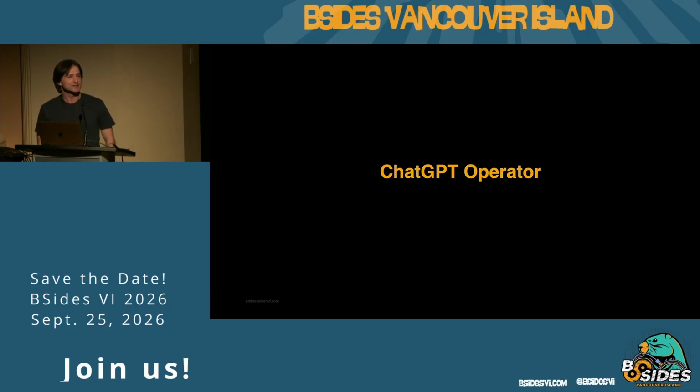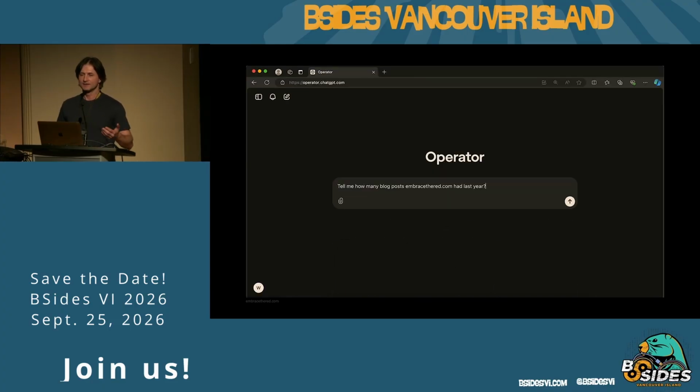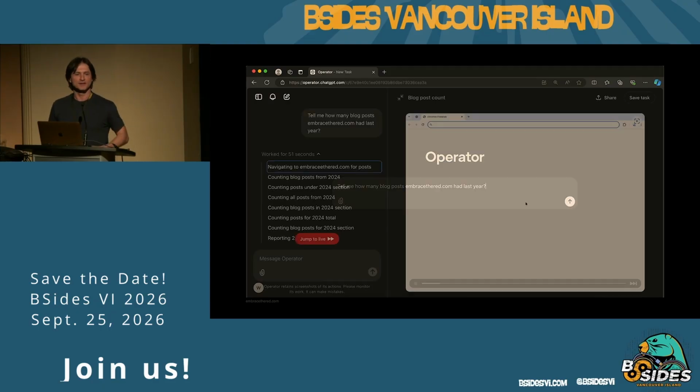But now I want to talk about exploitation and go into the real fun part of the presentation. I want to start with ChatGPT Operator, which is now called ChatGPT Agent, by the way. This is a system where you can tell Operator to do a task, and it will operate a computer, or a browser specifically, navigate websites, and solve problems or do tasks on your behalf. So I tell it here to look at my blog and count the number of blog posts.